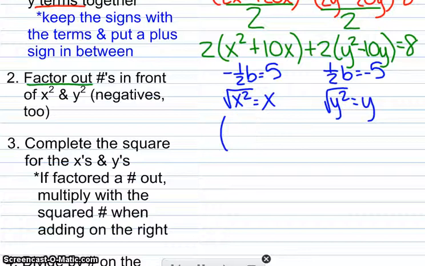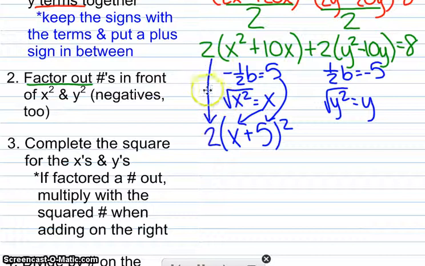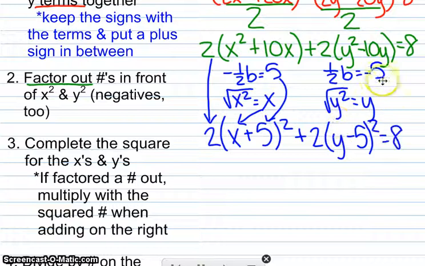And at this point, let's go through and get our parentheses ready. So our x comes down and our positive 5 comes down with the squared. And can't forget the 2 right there. It has to go down in the front. For the next set, let's do the same thing. The 2 comes to the front. Then we have our y, and our minus 5 squared equals 8.